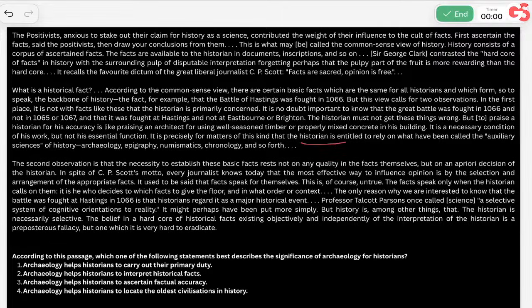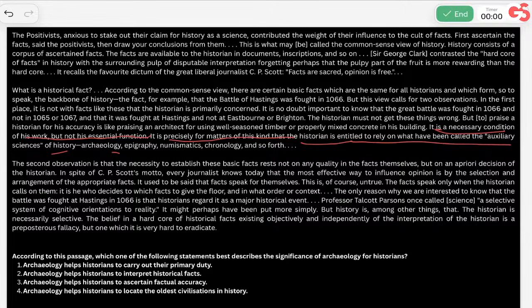Historian is entitled to rely on what have been called the auxiliary science of history or archaeology. So, okay. It is a necessary condition of his work, but not his essential function. Precisely for matters of this kind, the historian is entitled to do this. Okay. So basically, whenever he has to go for objective facts, that is where archaeology will come into play.